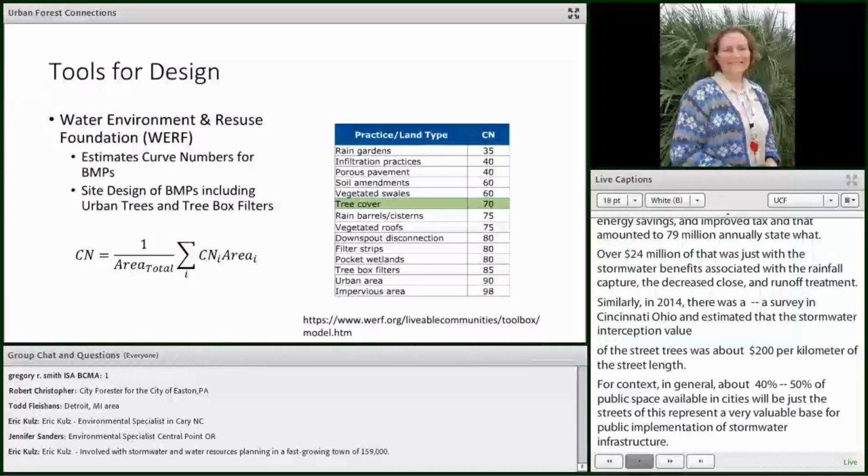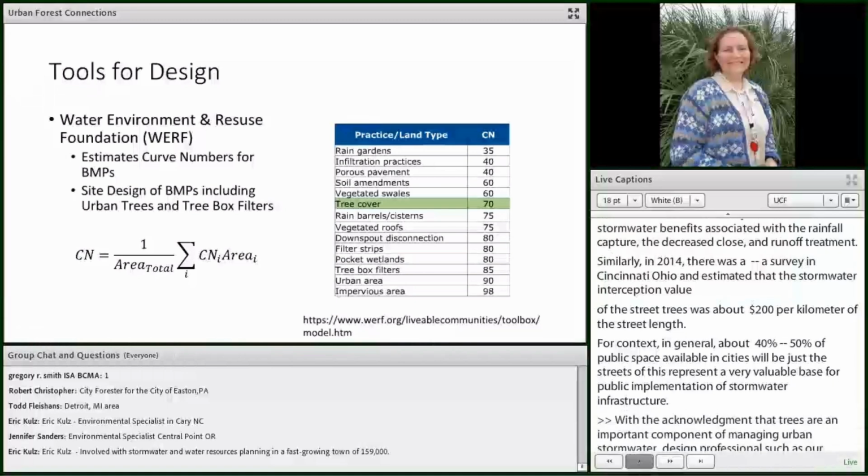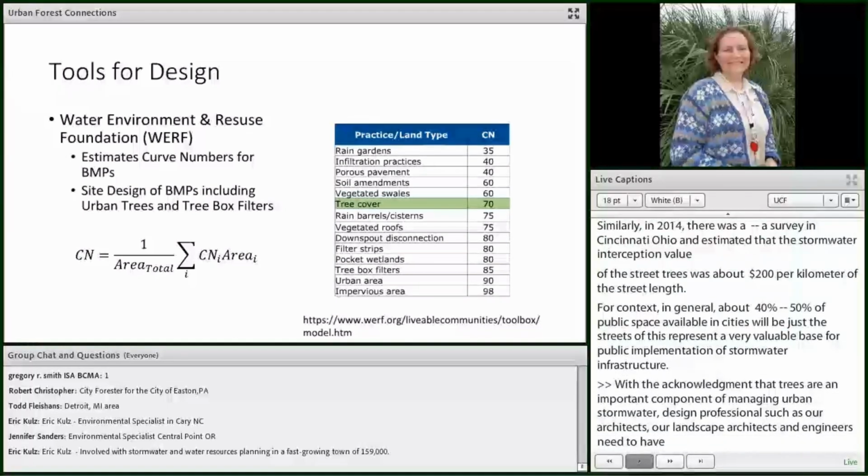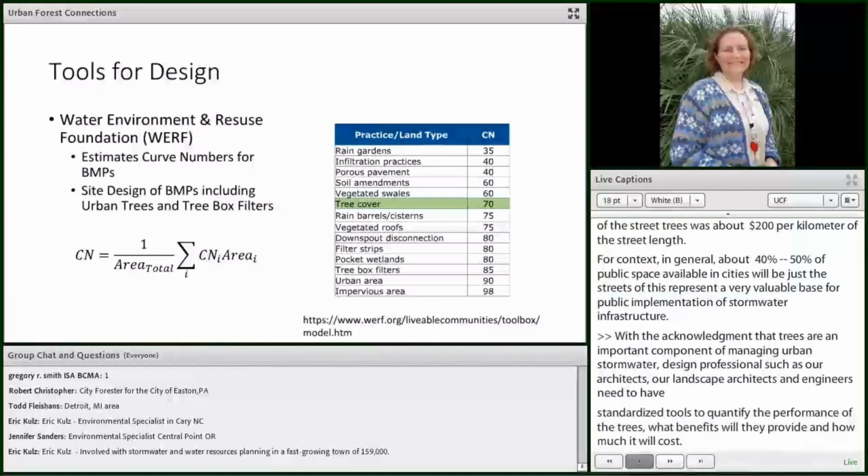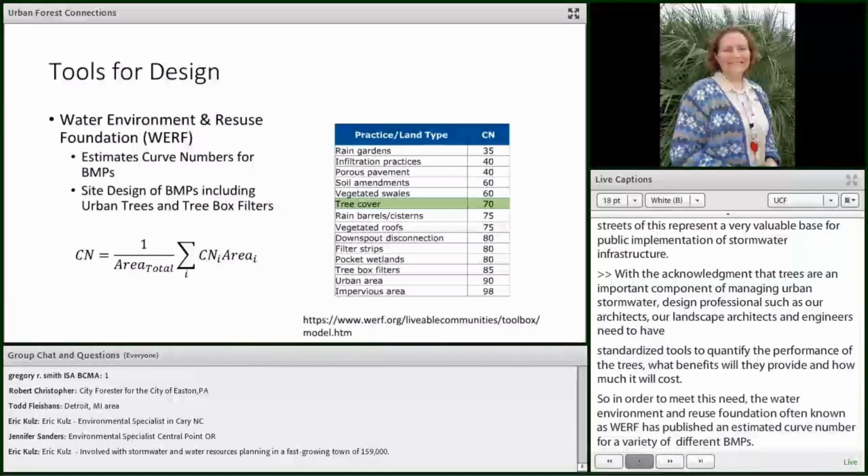So in order to meet this need, the Water, Environment, and Reuse Foundation, also known as WERF, has published an estimated curve number for a variety of different BMPs. A curve number is a parameter that's used within the SCS method or the TR55 method for estimating hydrologic performance.